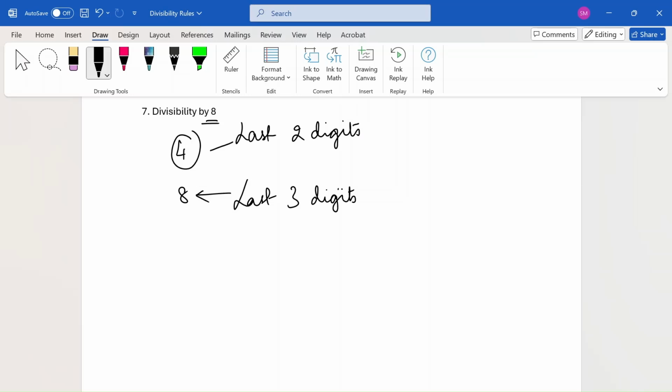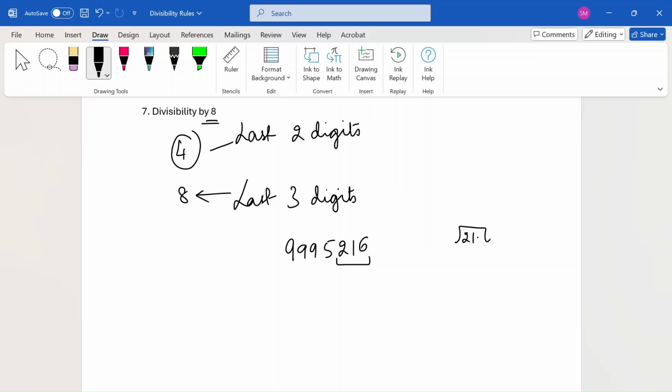Let us take a number 9995216. In this big number, what do we have to check? We have to check the number formed by the last three digits. What is the number formed? The number formed is 216. Is 216 divisible by 8? Okay, let us check that.